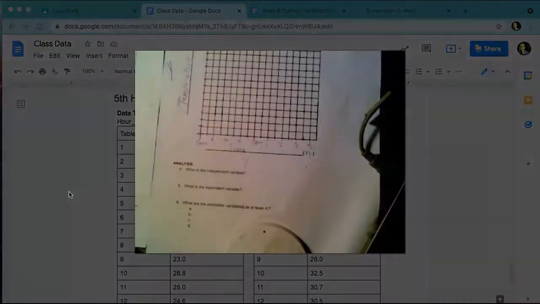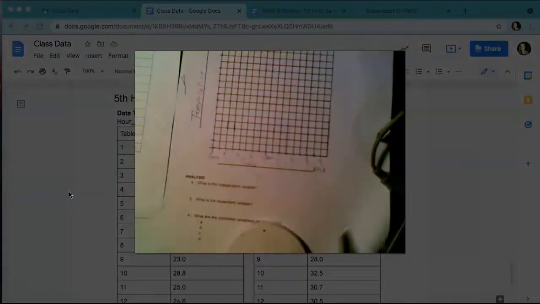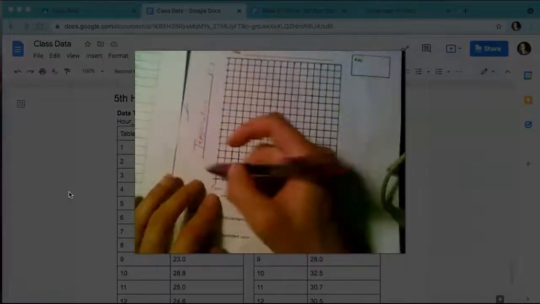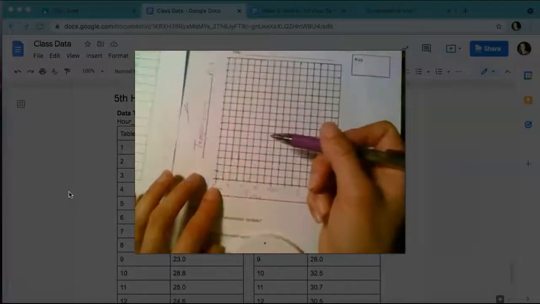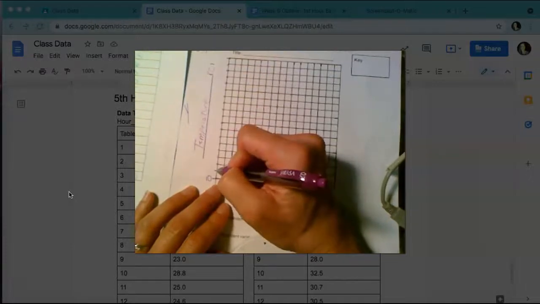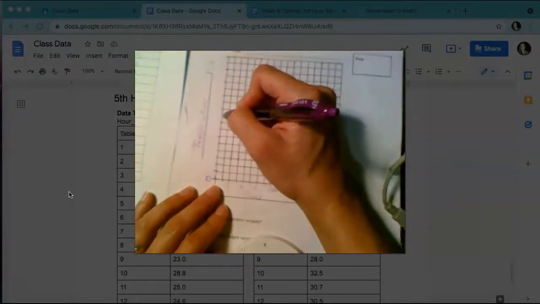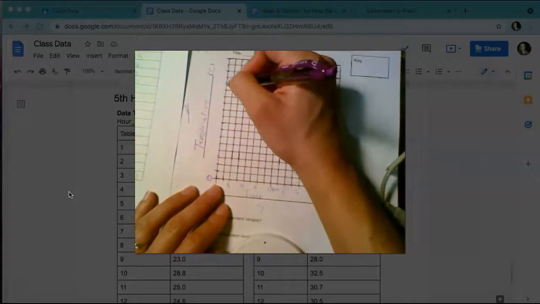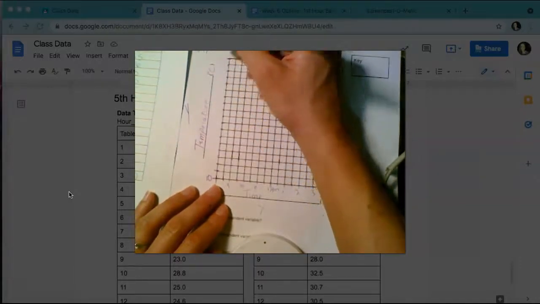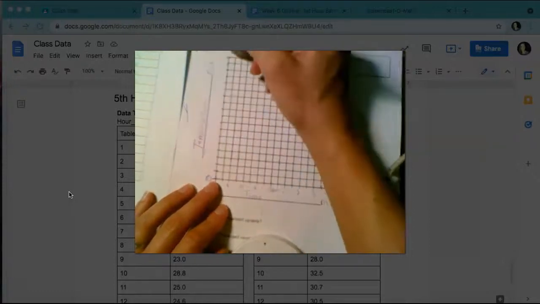Okay, so we have to figure out how many spaces we have. We can probably start at 10 degrees. I don't think it got any cooler than that. So we could say that this is 10 degrees. And let's see, we have 1, 2, 3, 4, 5, 6, 7, 8, 9, 10, 11, 12, 13, 14, 15, 16, 17, 18. So we have 18 spaces that we need to spread. And we need to go up to like 35.